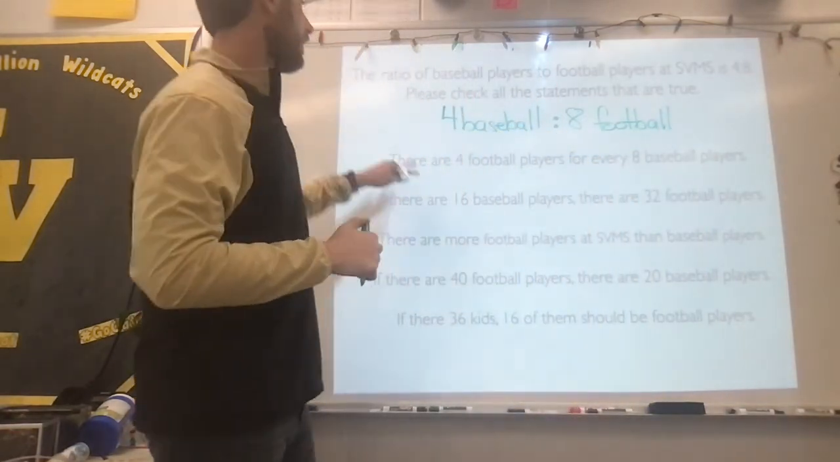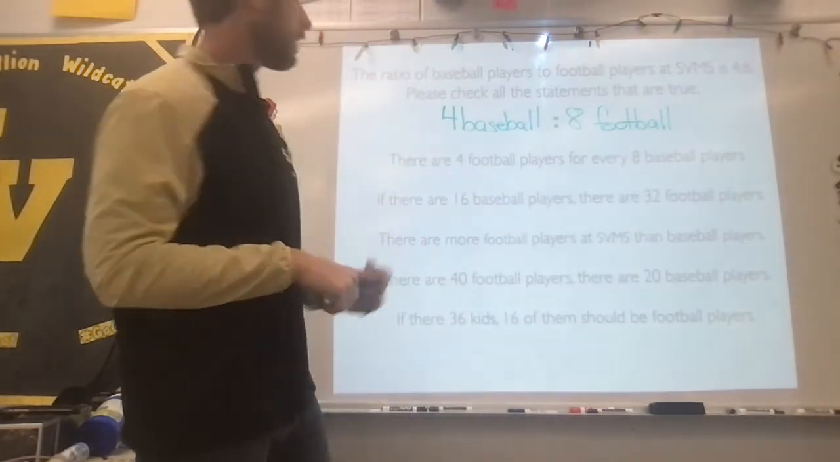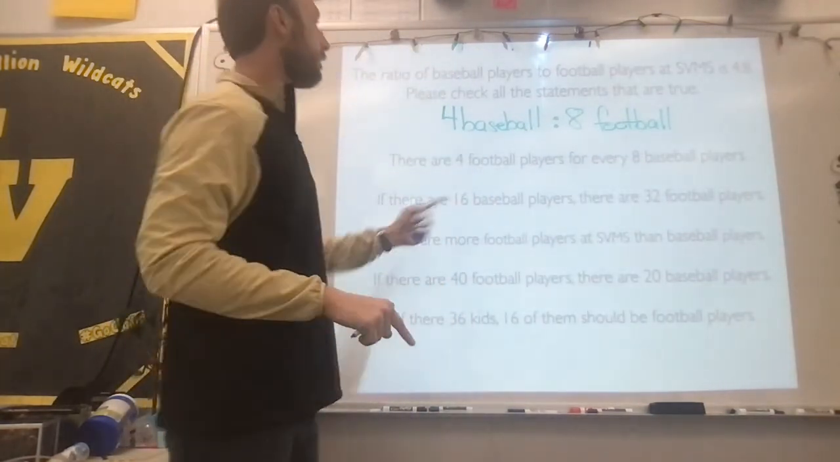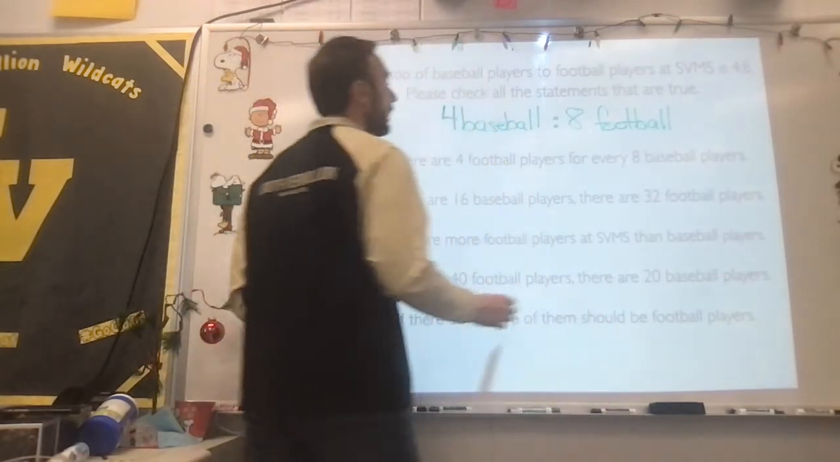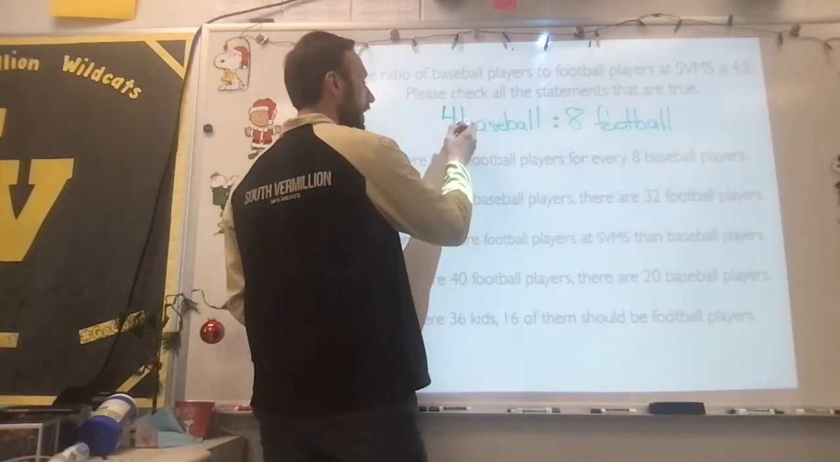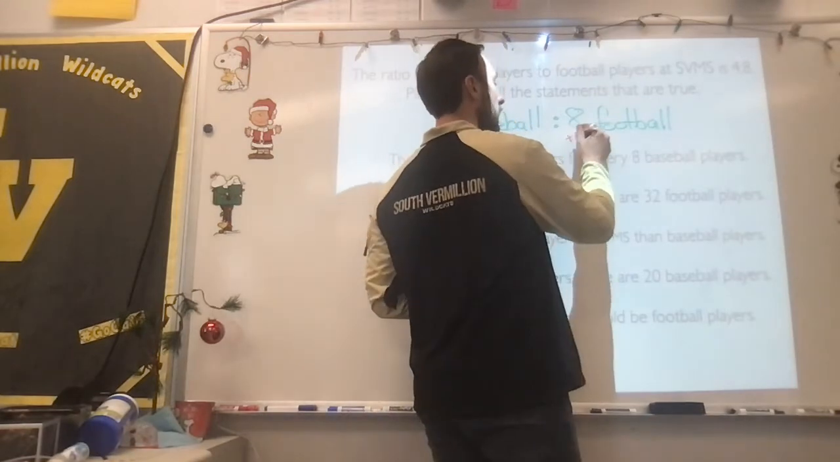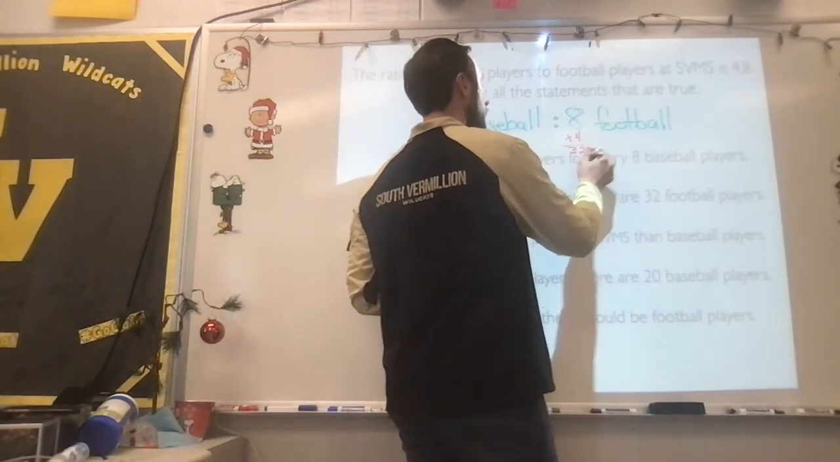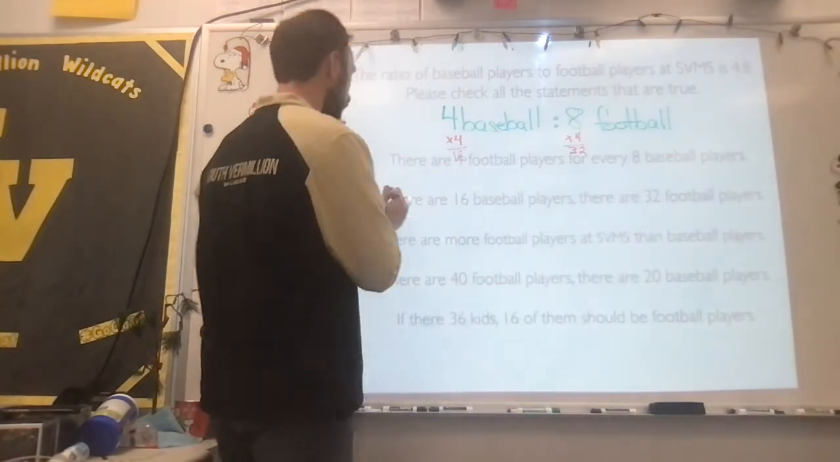So let's look. There are 4 football players for every 8 baseball players. No, that's flip-flop. Wrong. There are 16 baseball players for every 32 football players. Well, let's look. If I had 4 baseball and it became 16 baseball, what would I have to multiply that by? 4. Multiply this by 4. That'll give me 32. That'll give me 16. 16, 32. That's a correct statement.